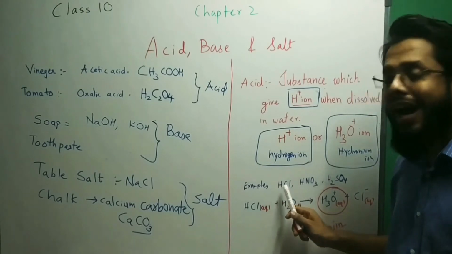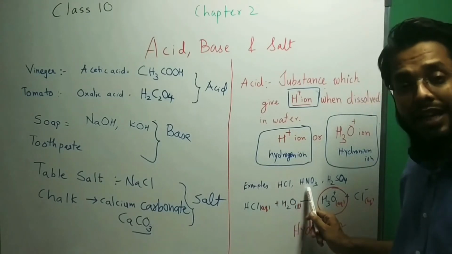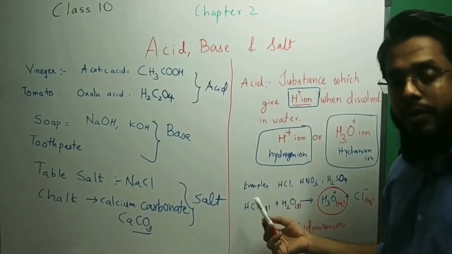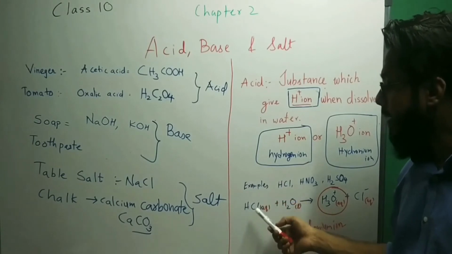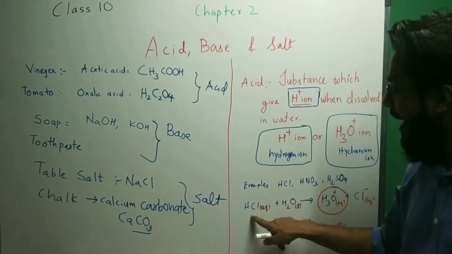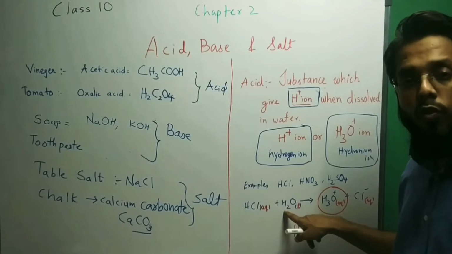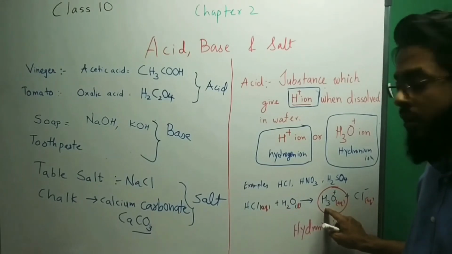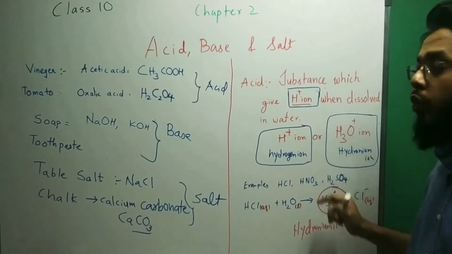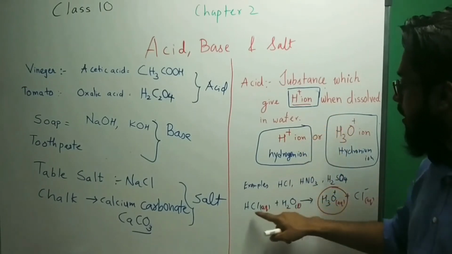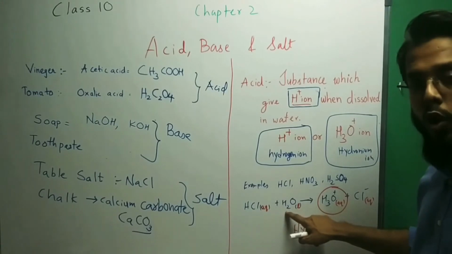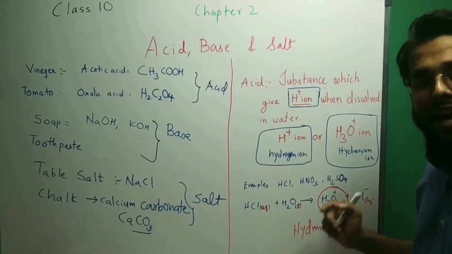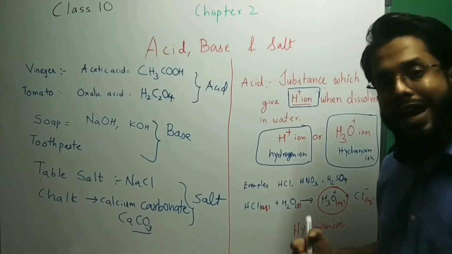So for example, hydrochloric acid, nitric acid, sulfuric acid, these are examples of acids. These are mineral acids. Now let's take the example of hydrochloric acid. When it reacts with water or is dissolved in water, it gives hydronium ion and chloride ion. So we can relate the definition here: the substance which, when dissolved in water, gives hydronium ion is known as an acid. So this was about acid.